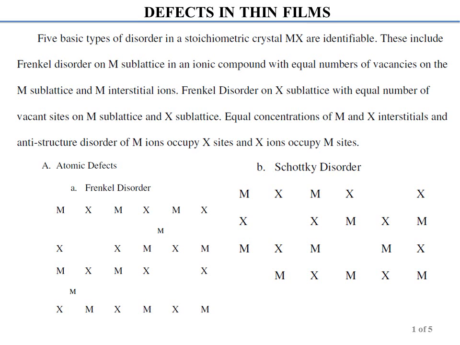On the next slide, we'll take a look at defect classification, and really 5 types of disorders in stoichiometric crystal MX are identifiable. Frenkel disorder, and Frenkel disorder on the M sublattice with equal number of vacancies on the M sublattice and the M interstitials.